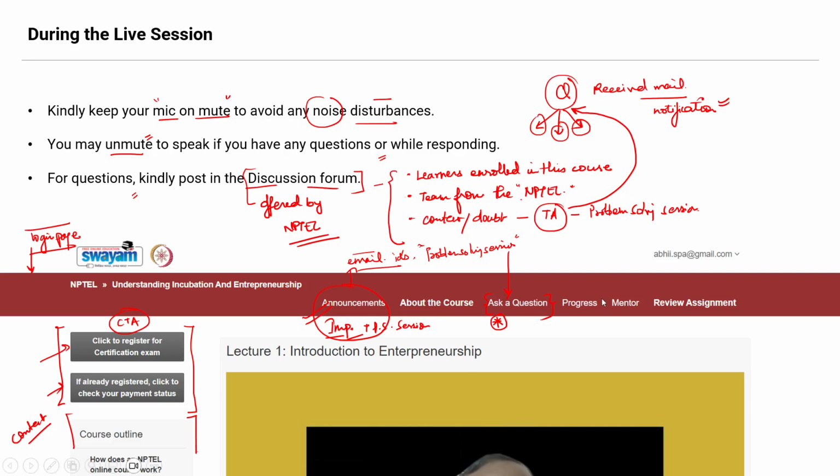Going forward, Progress is a tab wherein you can see your particular progress. The idea is to help you with self appraisal or self improvement. You can see how you have been performing week wise, and accordingly, you can improve your work in the upcoming weeks.